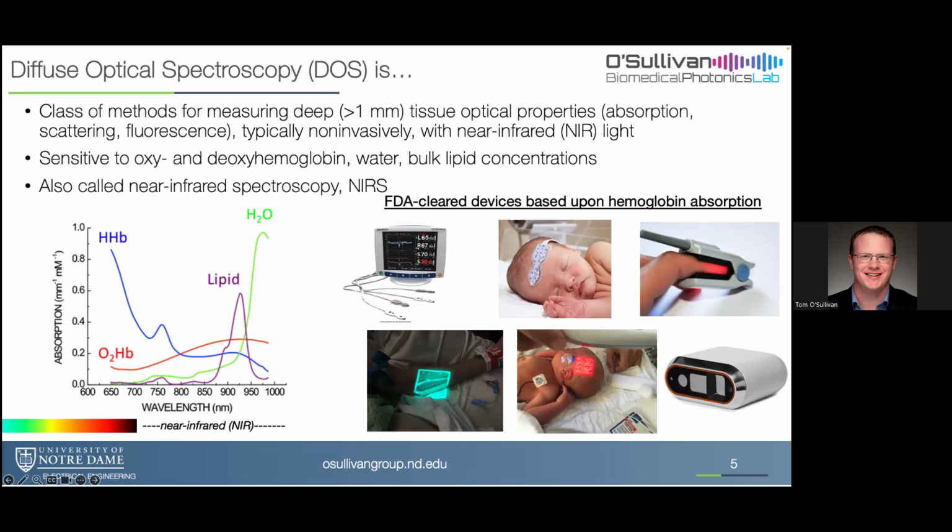As you know at this point, we're sensitive to hemoglobin, oxy and deoxyhemoglobin. And then what we like to look at in our lab, particularly in the context of breast cancer, is water and fat as well, as a marker of tissue composition.